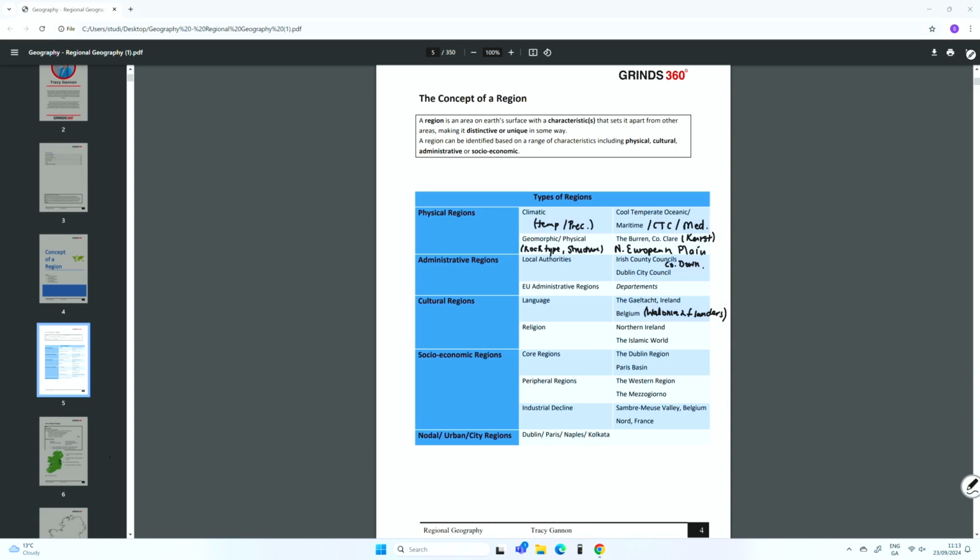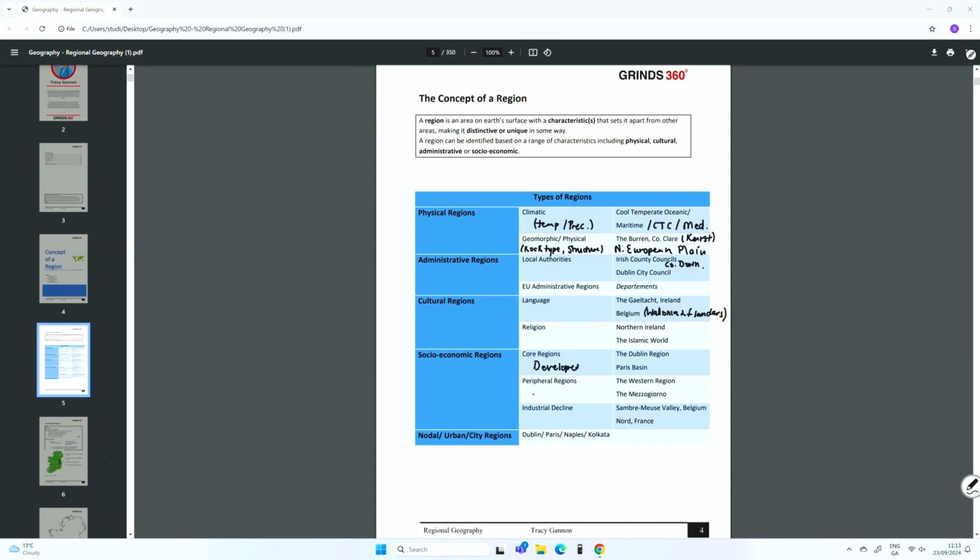Religion is our next, and again, religion dictates what people do in their everyday lives. Northern Ireland is an example of a religious region, and so is the Islamic world. Generally speaking, we just studied Northern Ireland. Socioeconomic regions, we have our core regions, which tend to be our developed.